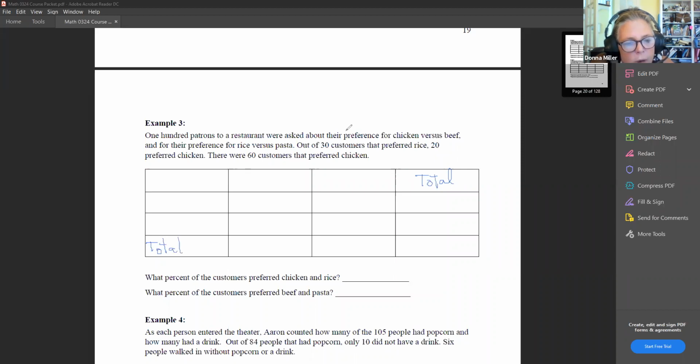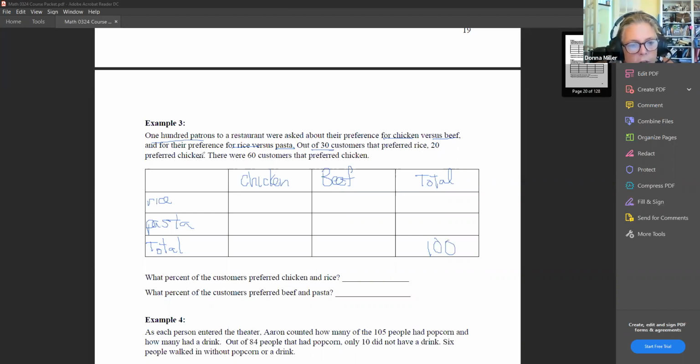To a restaurant, we're asked about their preference for chicken versus beef and their preference for rice versus pasta. So we have a preference for meat, so we can do chicken or beef. We'll do that at the top. Rice and pasta. It doesn't matter what you put where. The rice and pasta could have gone up top, and the chicken and beef down bottom. Just put the categories. One is a row and one is a column. Okay, so once I have it labeled, out of 100 customers, a total of 100 goes right here.